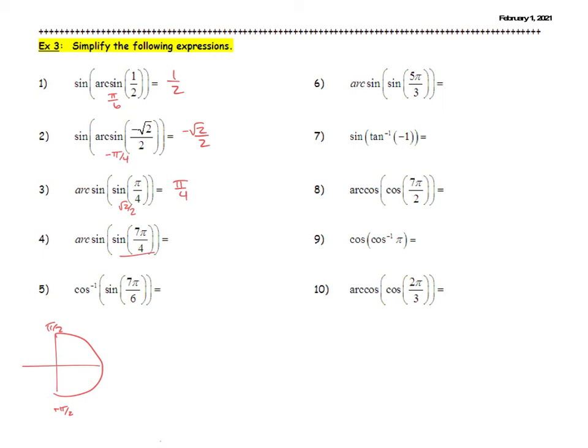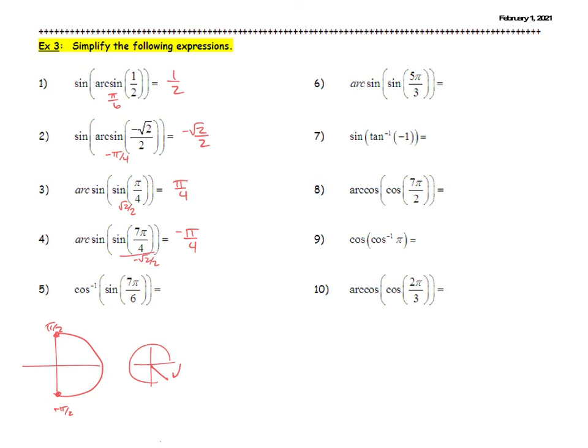Sine of 7 pi over 4. 7 pi over 4 is, of course, all the way around to here. The sine is negative radical 2 over 2. But then the inverse sine of that is going to be negative pi over 4. As you would rotate down this way, you have to give an angle between, again, negative pi over 2 and pi over 2. So 7 pi over 4 won't work.